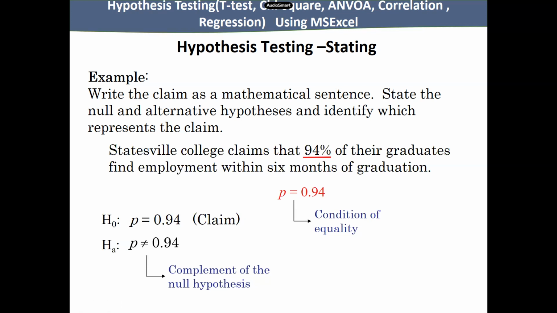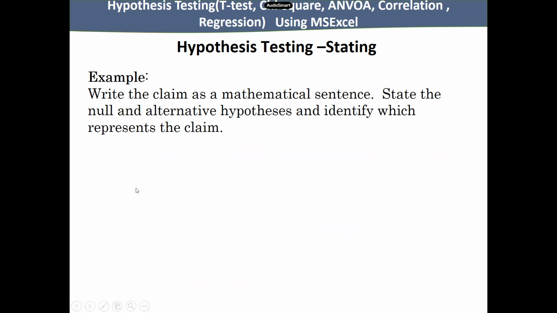Another one. Write the claim as a mathematical statement, the null and alternate hypothesis, and identify which represents the claim. Now, the State Valley College claims that 94% of their graduates find employment within 6 months of graduation. So P, that is the population proportion, is equal to what? 0.94. Okay.